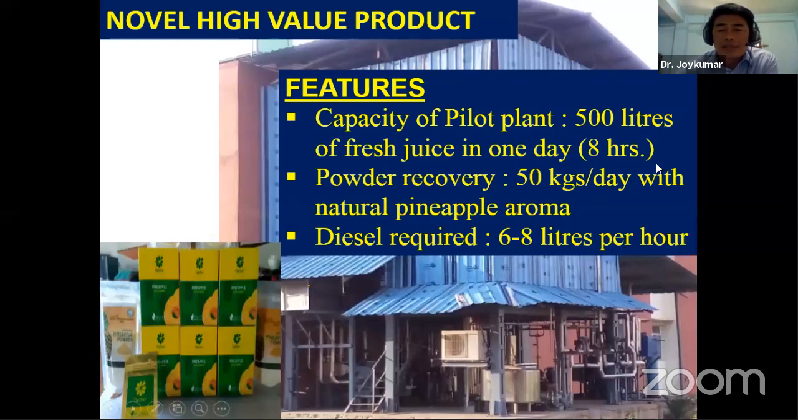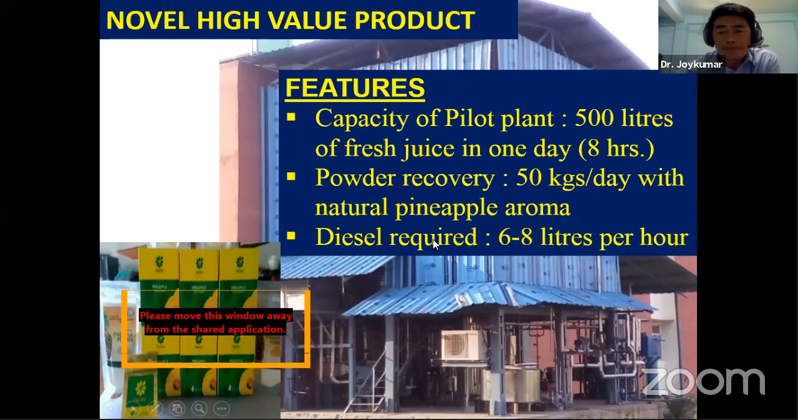Another facility we have is this: some people say that suddenly they are not in a position to sell the juice which they have extracted, some huge quantity of juice. Then we have the facility to convert the fresh juice into powder form. With this plant we can convert near about 100 liters of fresh juice in 8 hours, and we get around 50 kg because a 10% recovery is there. And it will have the same aroma. The final product is like a powder.